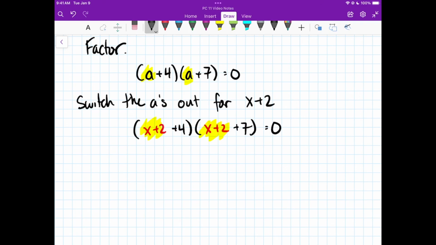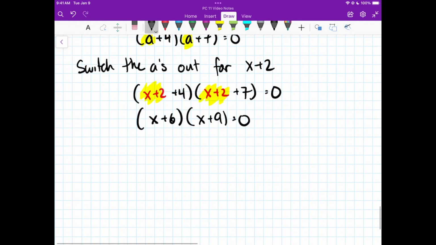And now this is something we can work with. So we can simplify a little bit, right? So x plus 2 plus 4, I'm just going to add those like terms, and it's going to get me x plus 6. X plus 2 plus 7, I'm going to add those like terms, and it's going to get me x plus 9. And then this we can finish off. So looking at this, we end up with our two solutions, x equals -6 or x equals -9.